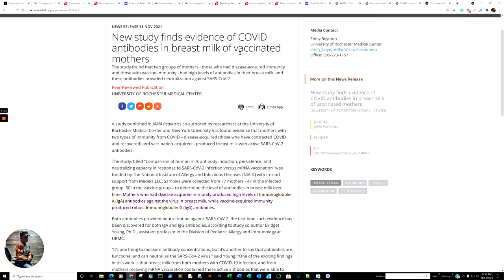New study finds evidence of COVID-19 antibodies in breast milk of vaccinated mothers. The reason this article is here is because it's another drumbeat that is basically picking up steam: there is different immunity elicited from natural infection and vaccination. We looked at an article a little while ago when they found out that the unvaccinated will tend to hold the virus in the nasal cavity. Where the vaccinated, there will be virtually no virus in the nasal cavity when doing a test per se. It's mostly in the saliva.